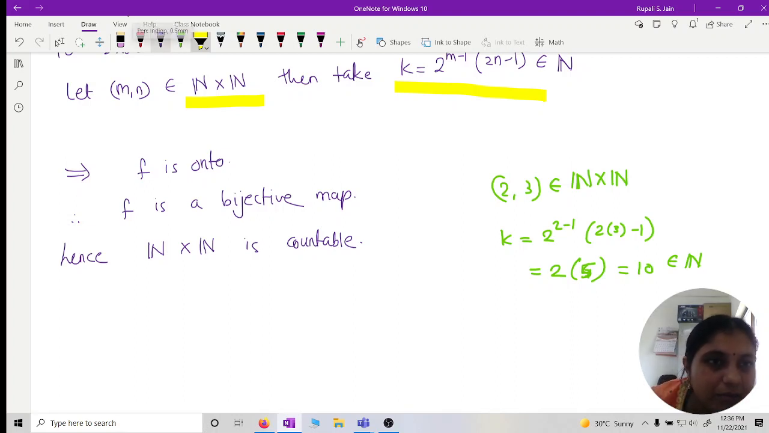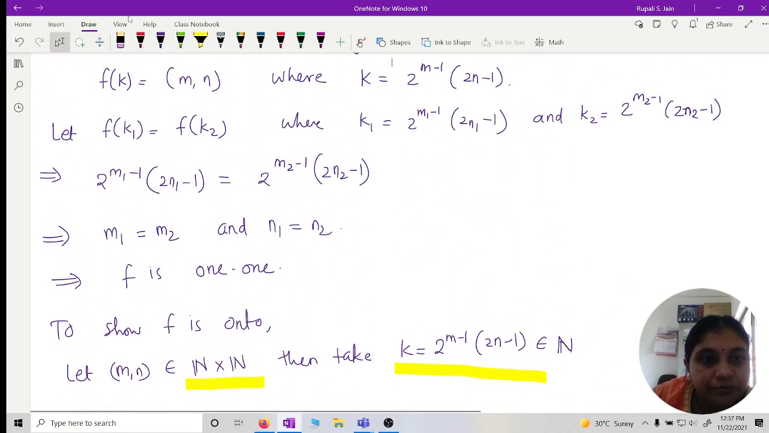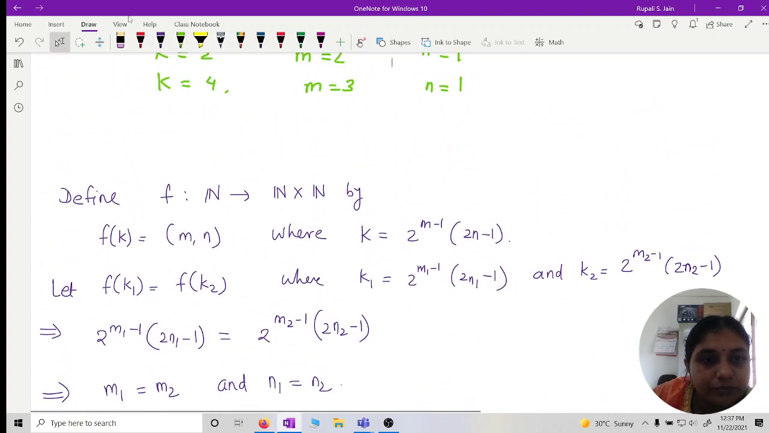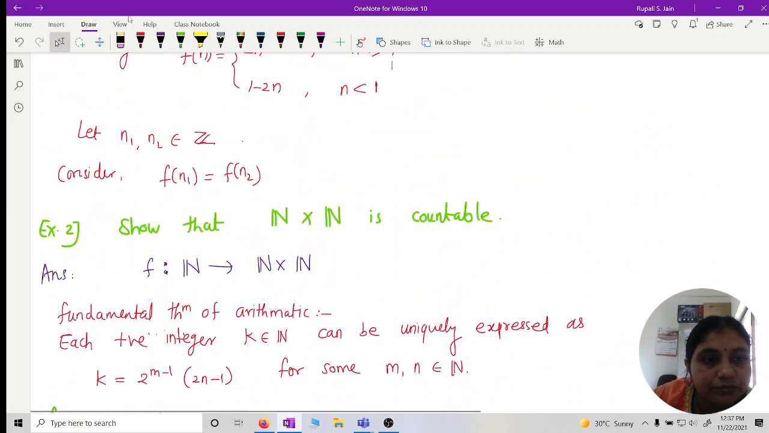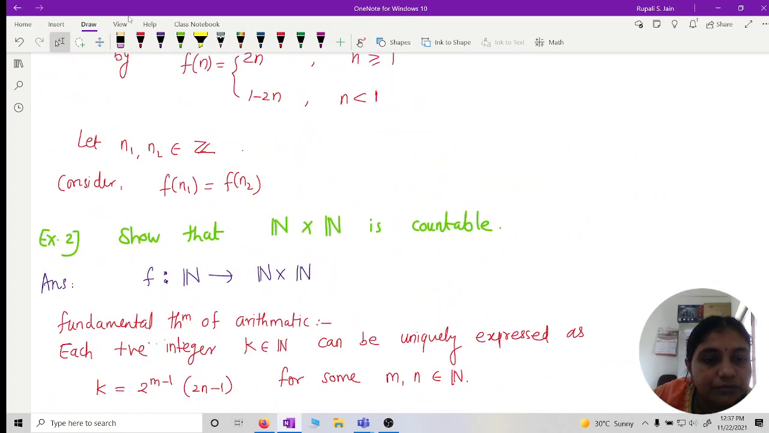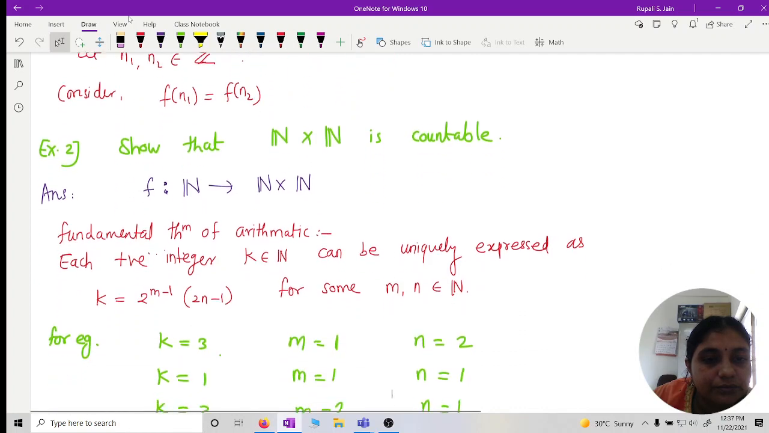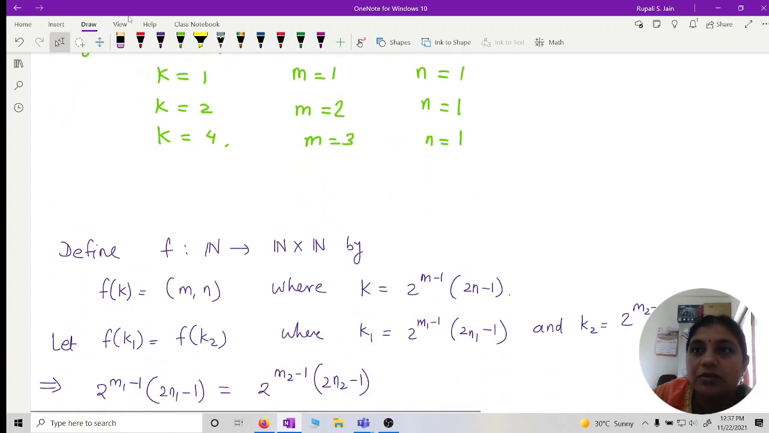Actually, these are trivial, but we will require these things to prove the next theorem. If N is countable, then N cross N is always countable. But now, using this, we have to prove that if A and B are countable, then A cross B is countable. Okay, so now we will take a theorem.